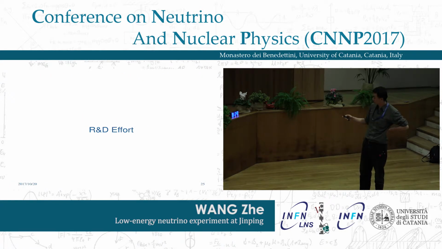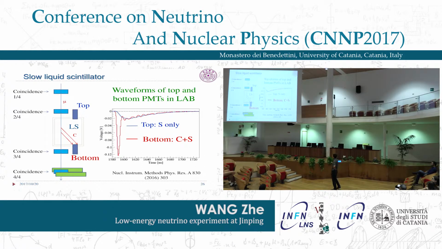Okay, so I will give some introduction of the R&D effort. The first one is about this slow liquid scintillator. We have a setup like this. We set up 4 layers of plastic scintillator to form a cosmic muon telescope. We have a black container here, filled with liquid scintillator samples. We have one PMT on the top and one PMT on the bottom. One PMT is at the back of the direction of Cherenkov light, and the other one is facing the Cherenkov light direction. Then we can look at the waveform detected by those 2 PMTs.